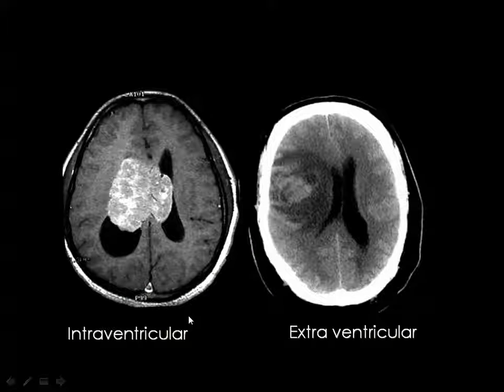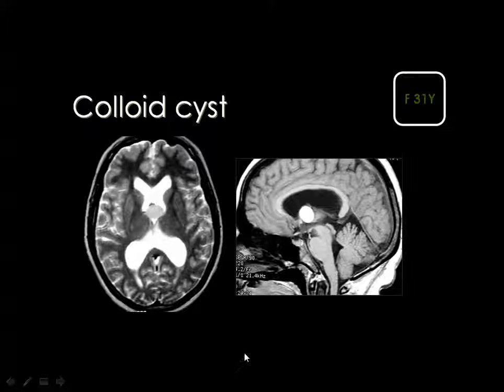Then look at these two lesions. This is an intraventricular lesion with dilatation of the ventricle ipsilateral to the tumor and no perifocal brain edema in the adjacent cerebral parenchyma, while an extraventricular lesion is usually surrounded by perifocal brain edema, and it will compress the ventricle on the same side of the lesion.